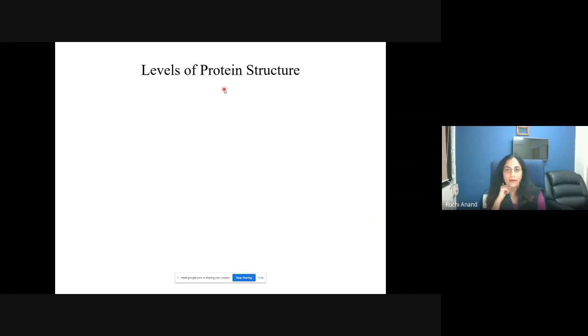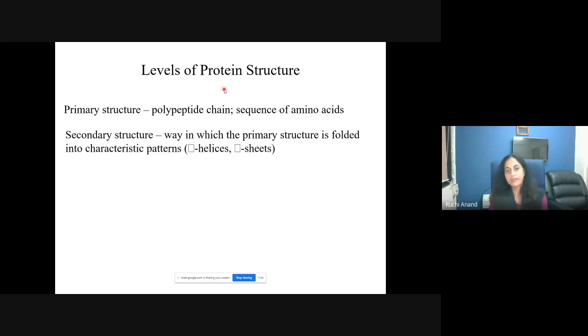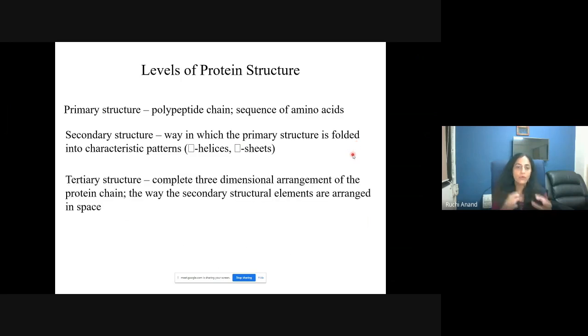So when I talk about the three-dimensional structure, let me come to the levels in the protein structure. So there is the primary structure, which is just the polypeptide chain sequence of amino acids. Then there is secondary structure, which I described to you in forms of ordered patterns, which are called helices and sheets, and the unique way in which they come together is called a fold. And then there's tertiary structure, where more than one protein, they come together. I mean, not more than one protein, sorry, that's quaternary.